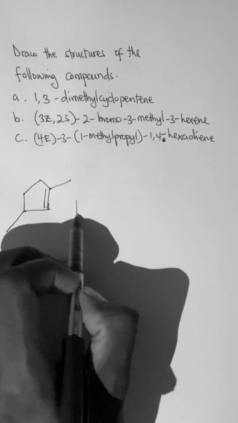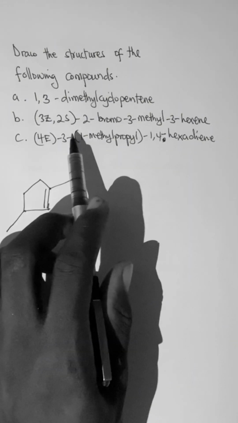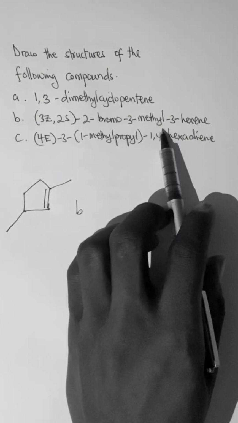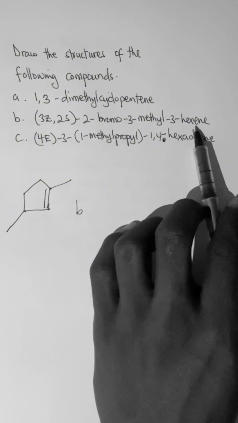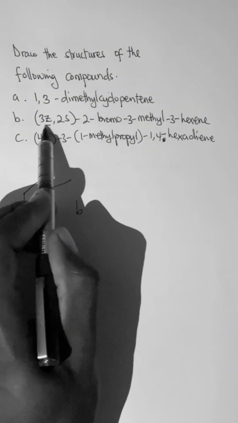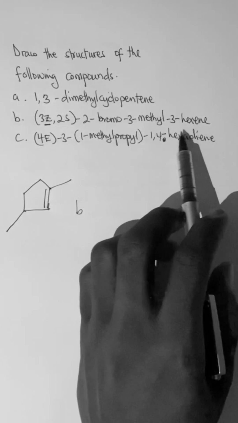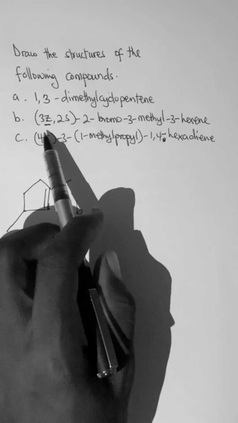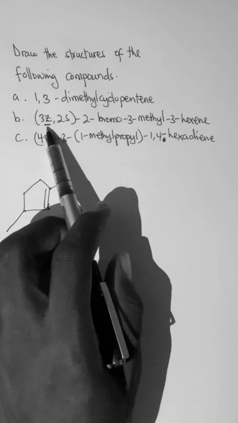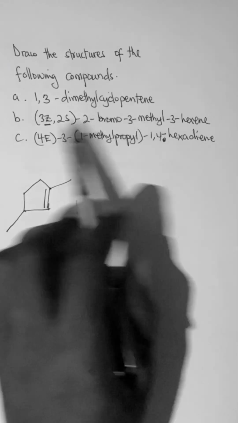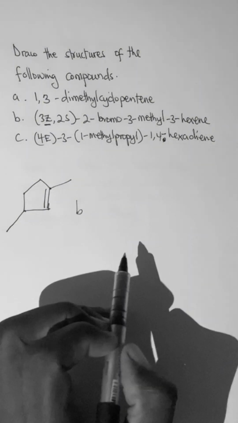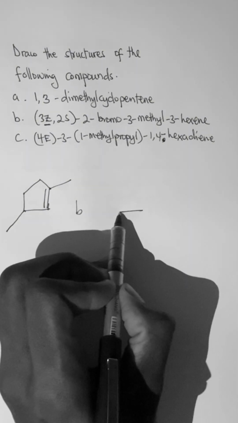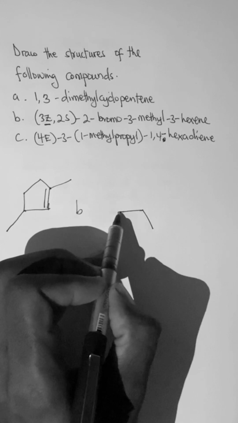Then the B part is 3Z, 2S, 2-bromo-3-methyl-3-hexene. So we are supposed to draw a hexene. However, we have a 3Z here. That means that on carbon number 3 and 4, there is supposed to be stereochemistry. Z means the higher priority groups are on the same side. So this is how it will look.